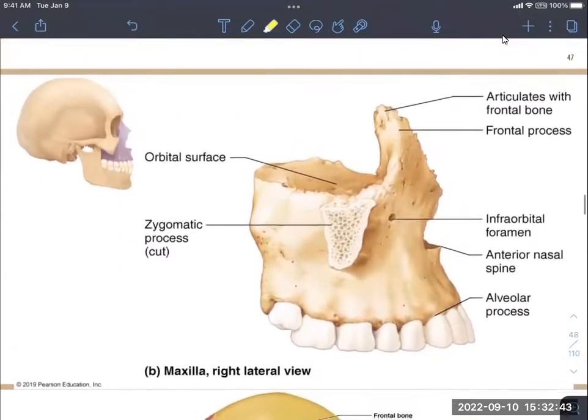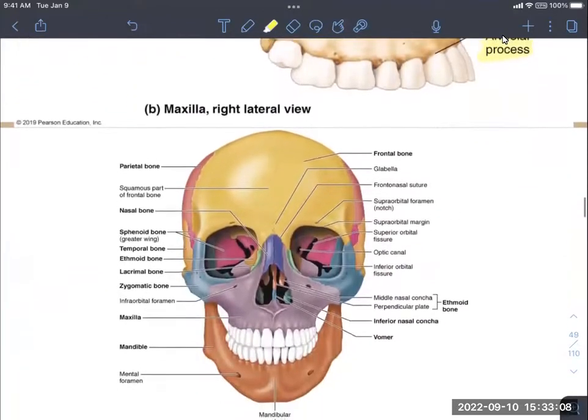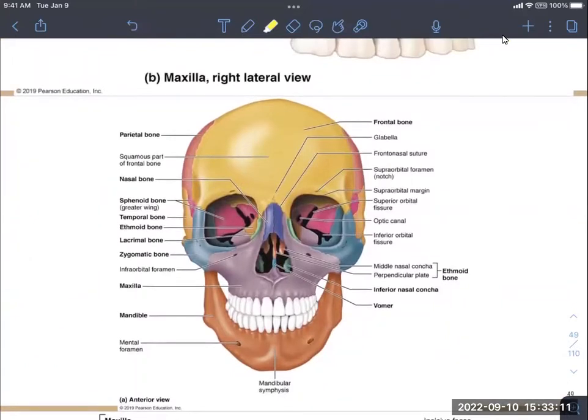So here's our maxillary bone. Here's your alveolar processes for your teeth, anterior nasal spine, infraorbital foramen, because here's our eye up here, the orbital surface. We have part of that zygomatic process. We have a frontal process, and this articulates right here with the frontal bone. So here's a front view of the whole thing. Here's our maxilla, or maxillary bone, infraorbital foramen. And that's all that's really pointed out on the maxillary bone here.